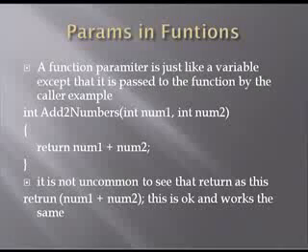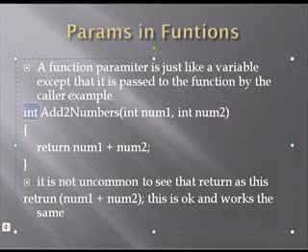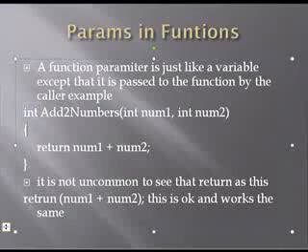Parameters and functions. A function parameter is just like a variable, except that it is initialized by being passed to the function by the caller. Say you wanted to add two numbers, you had to have a function that added two numbers together. You would have two parameters of type int. For this one, I put a return type of int, and then return num1 plus num2.